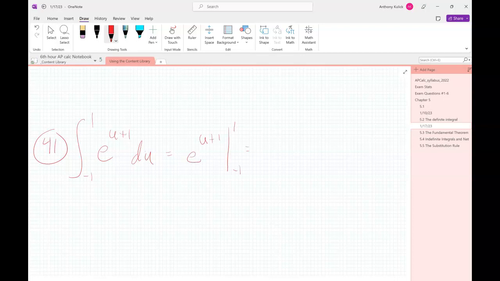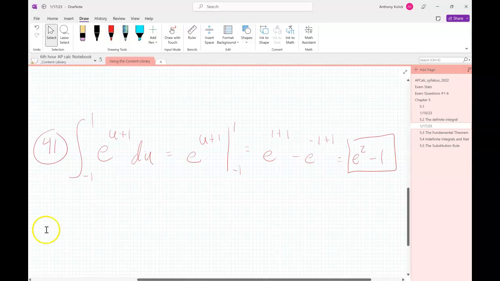So if we evaluate that from -1 to 1, we have e to the 1 plus 1 minus e to the -1 plus 1, or e squared minus 1. This is awesome, right?